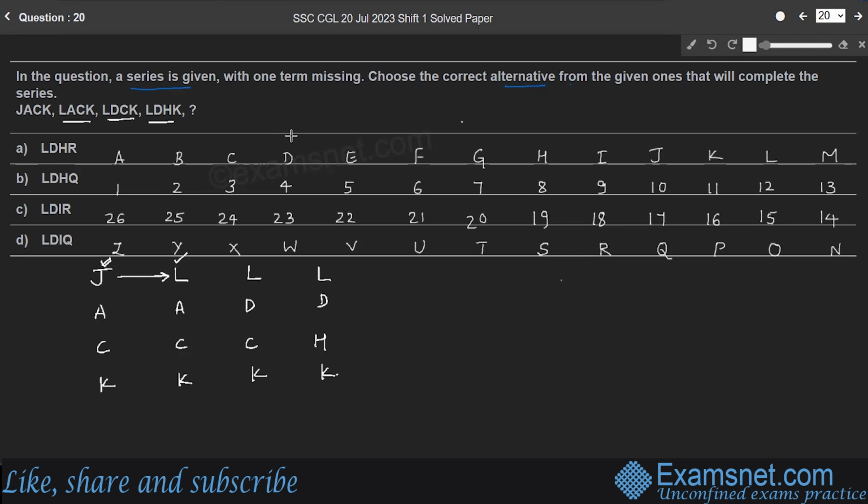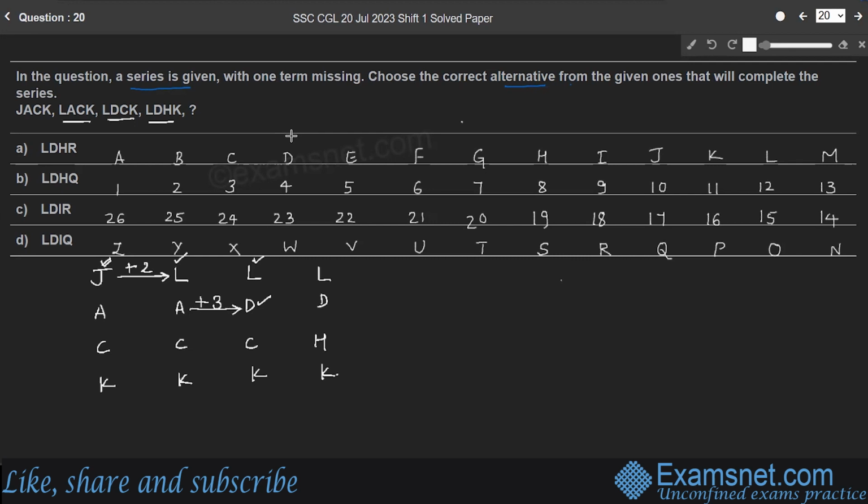Therefore, there is a logic between the first letters of the first two clusters, J and L. So J plus a number is L. J is 10, L is 12. Therefore, J plus 2 is L. Whereas in the third cluster, the first letter is L itself, and the second letter is changed. Therefore, the second letter of the second cluster plus 3 gives the second letter of the third cluster. A plus 3 is D.